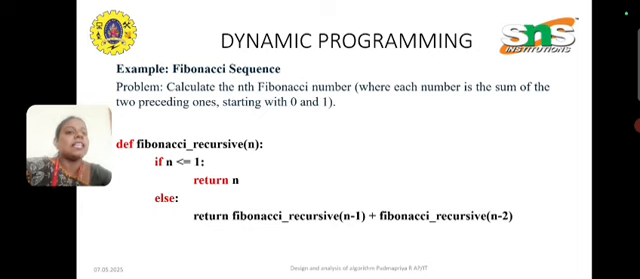Else, if n is greater than 1, we have to add the value of the previous two values and return the result. This is the Fibonacci function. When we call the function, the entire function is called again and again. So, avoiding that redundant calculation, we have to use dynamic programming. This is the Fibonacci sequence.